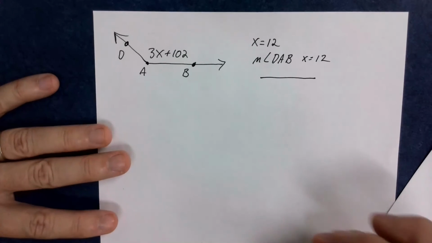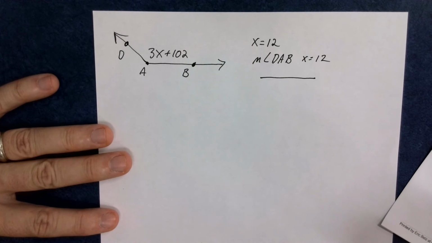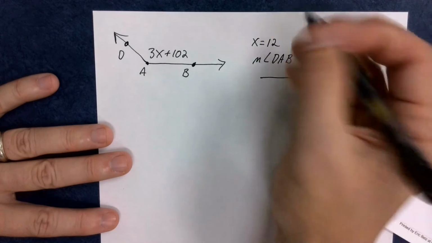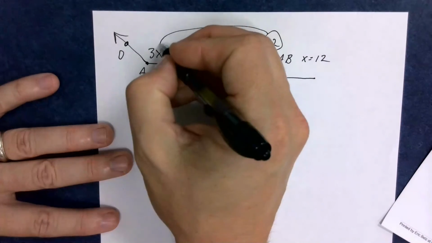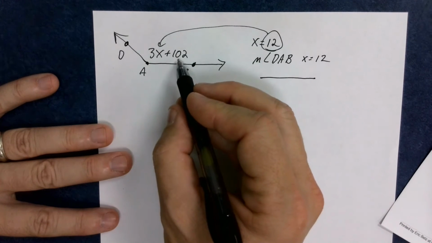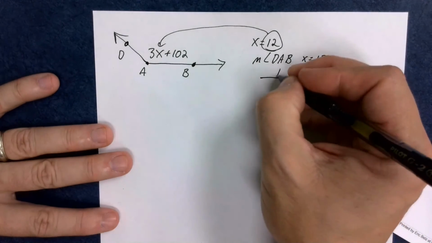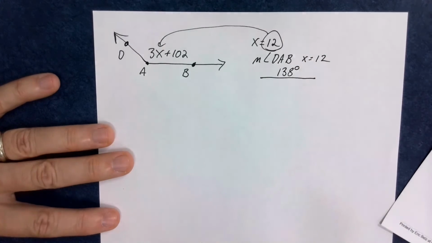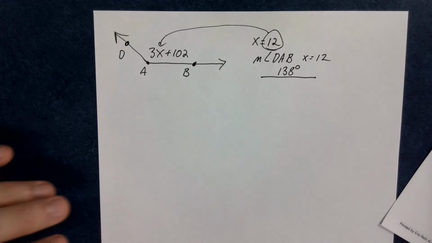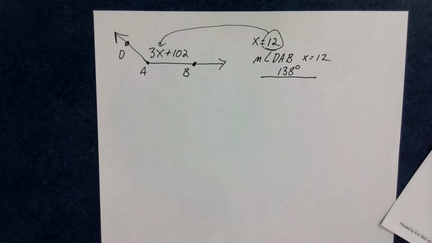Awesome. So this is different, right? I'm not telling you what the whole thing is. I'm telling you what x is. So you can take the value of x, 12, and you can stick it into there. 3 times 12 is 36. 36 and 102 is 138. So we would say that it's 138 degrees. And that would be another example that we could do for this one.